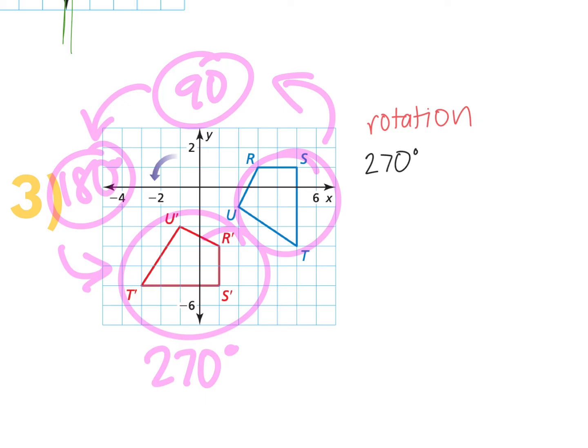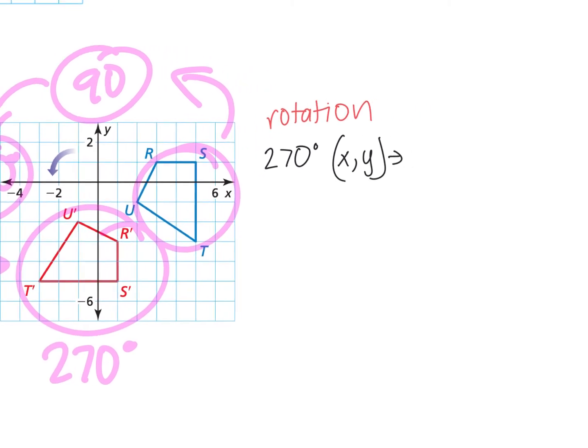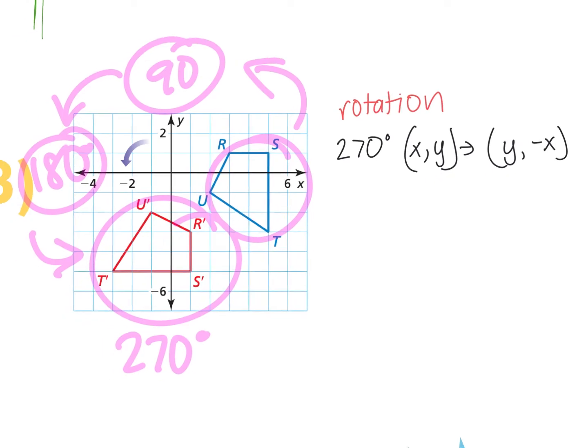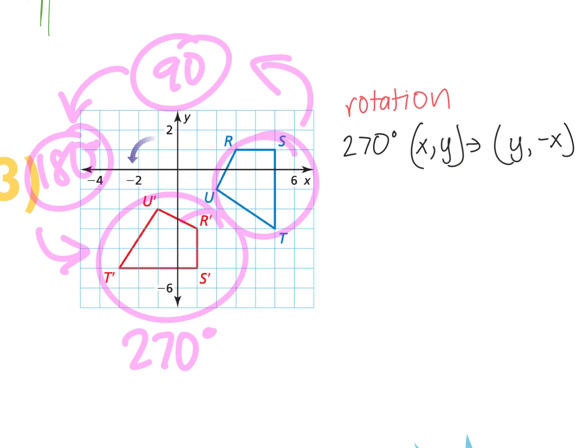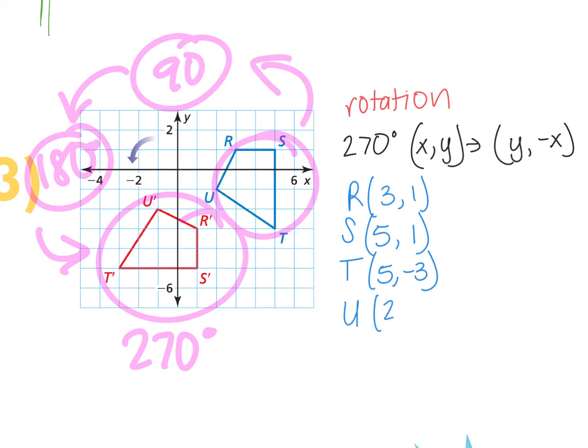So a 270 degree rotation, you have your (x, y), and then it's going to be (y, -x). So using that rule, we're going to go ahead and write the first coordinates. Using our pre-image, R is (3, 1). S is (5, 1). T is (5, -3), and U is (2, -1).